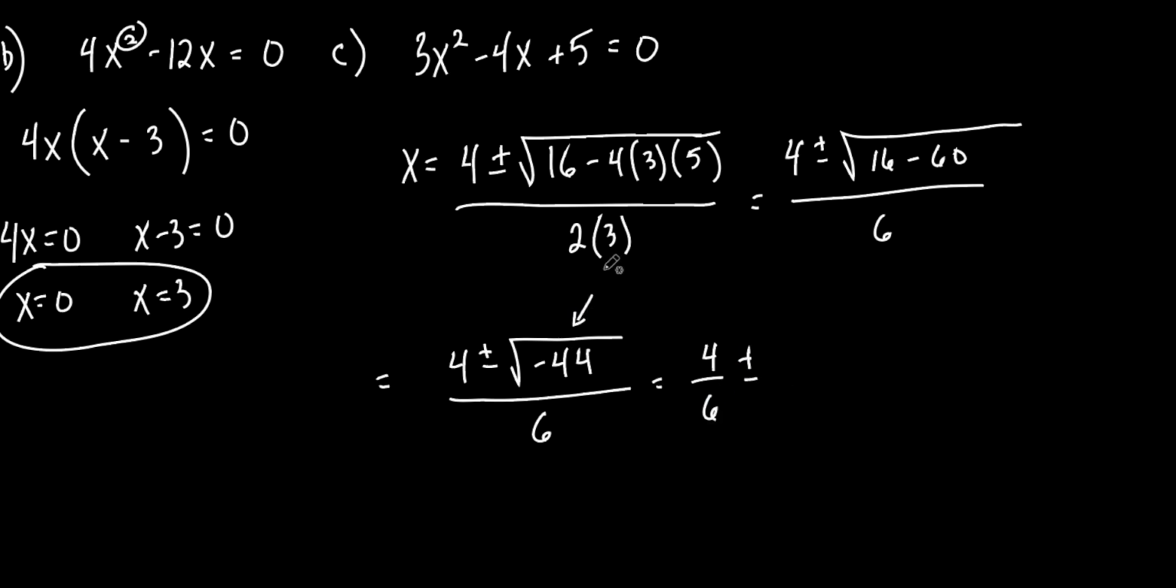I don't know, can you do this in your head? If you can't, let's do it right here. The square root of 44 is what? 4 times 11. All right. The square root of 4 is 2. Square root of 11. Don't forget the what? The i. Or you could put the i out in front right here, or you could put it in between the 2 and the square root if you wanted to.